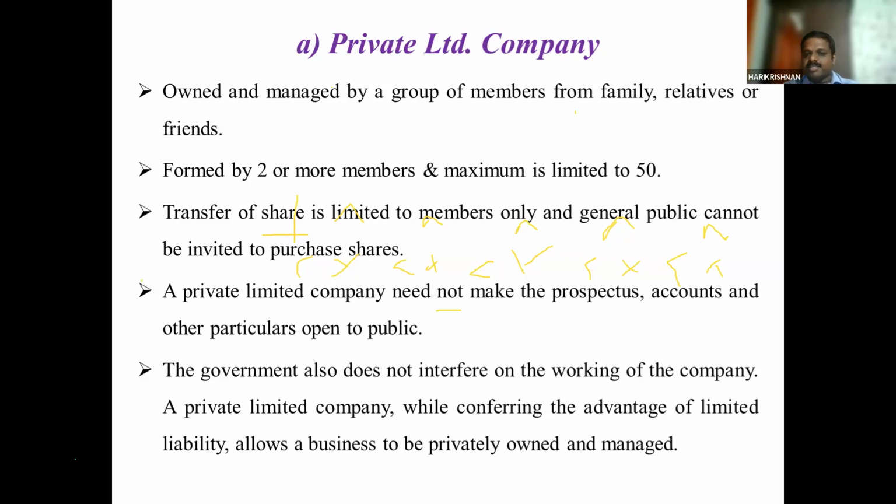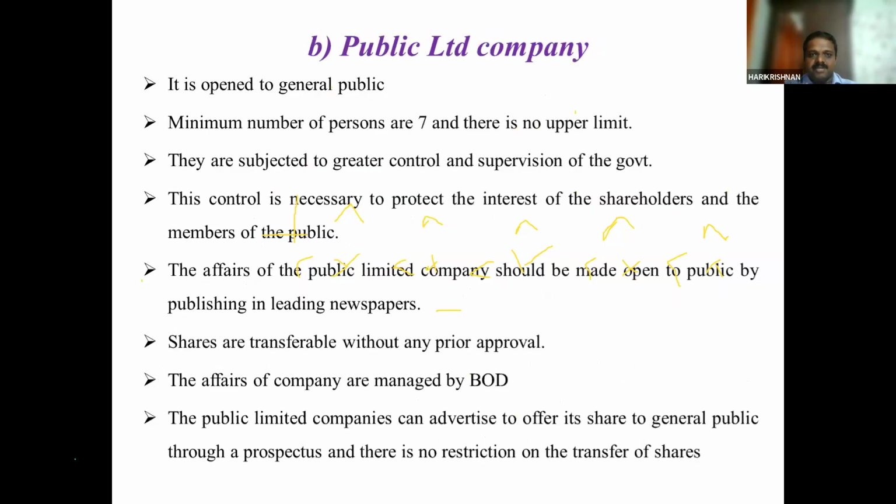The government also does not interfere in the working of the company. A private limited company, while conferring the advantage of limited liability, allows a business to be privately owned and managed. So you have to understand, a private limited company means a minimum of 2 members and a maximum of 50 members, and the shares should be transferred between these members. These companies are known as private limited companies.